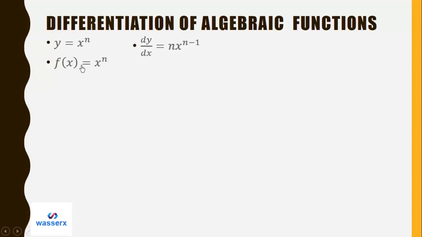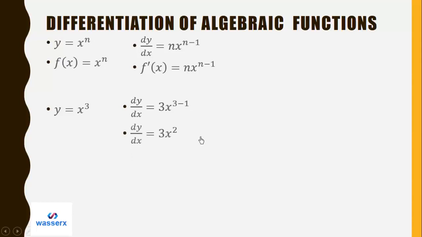The same thing applies to this, but the notation is f prime of x. So f prime of x is the same as dy/dx. Again, the rule is that you use the power to multiply the whole thing. Then after that, subtract 1 from the power. For example, if you have y equals x cubed, you use 3 to multiply the whole thing, 3x to the power 3, then subtract 1, so minus 1. Then simplify the result to get 3x squared.